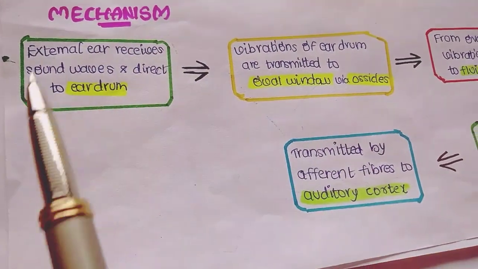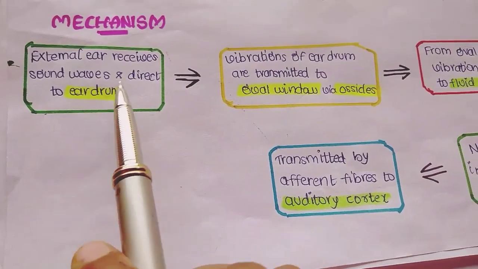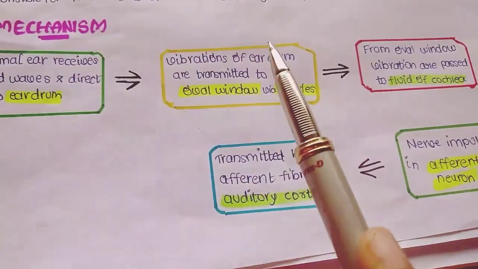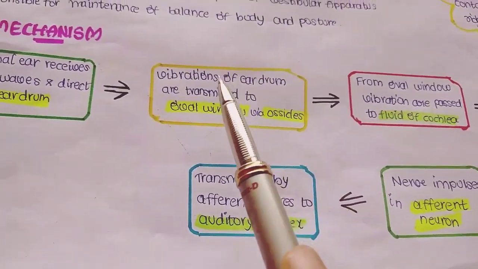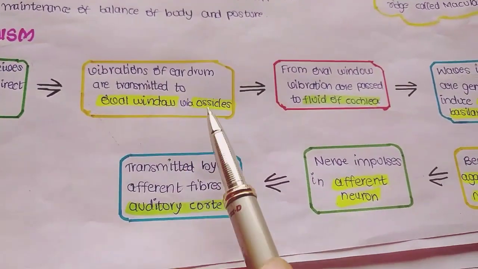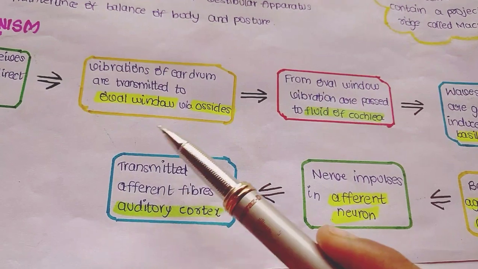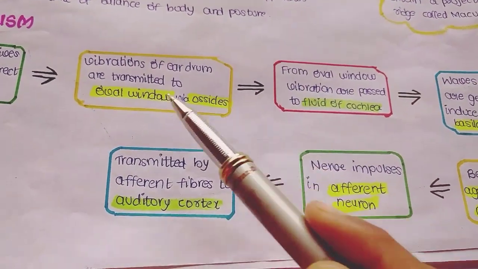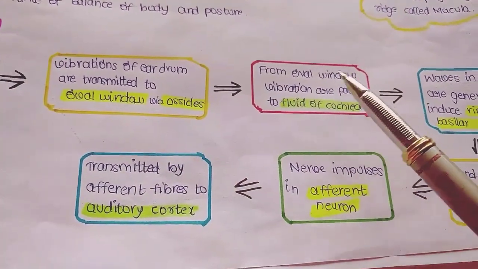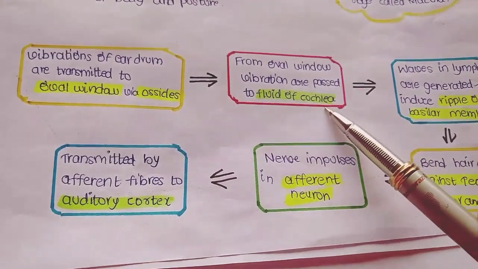Mechanism of hearing. The external ear receives sound waves and directs them to the eardrum. As a consequence, the eardrum vibrates and these vibrations are transmitted to the oval window through the ear ossicles. As we discussed earlier, these ossicles increase the efficiency of sound and transmit it to the oval window. From the oval window, vibrations are passed to the fluid of the cochlea.